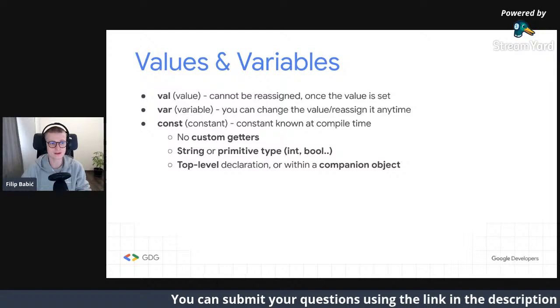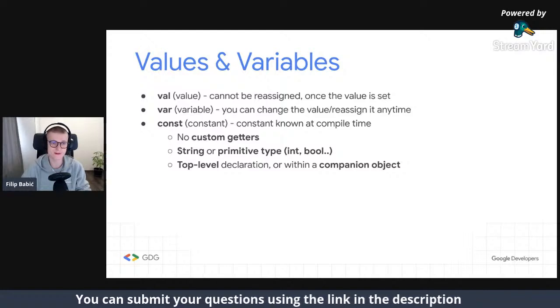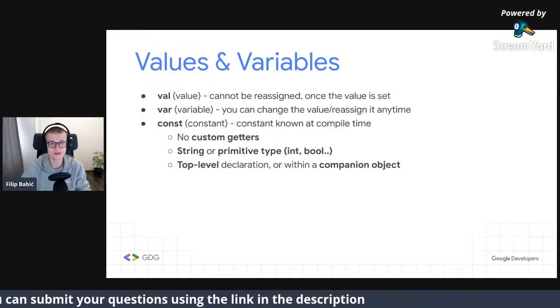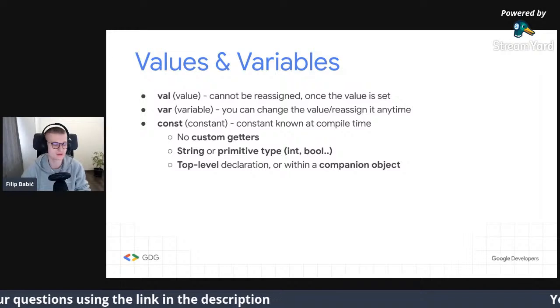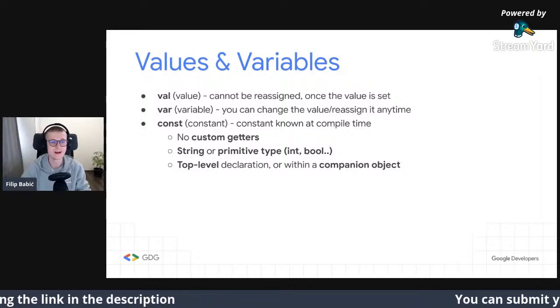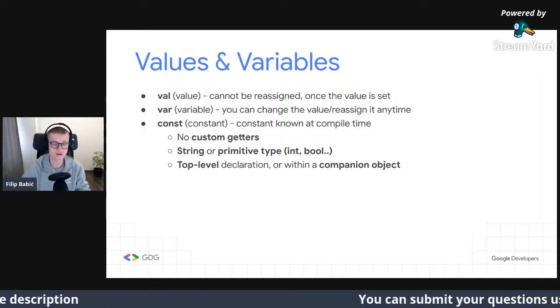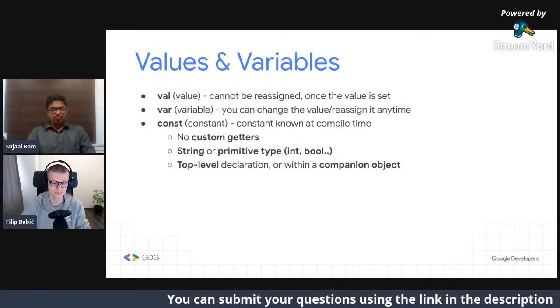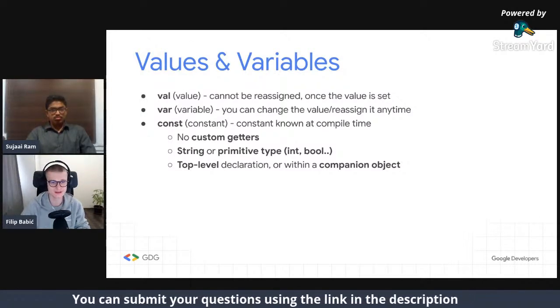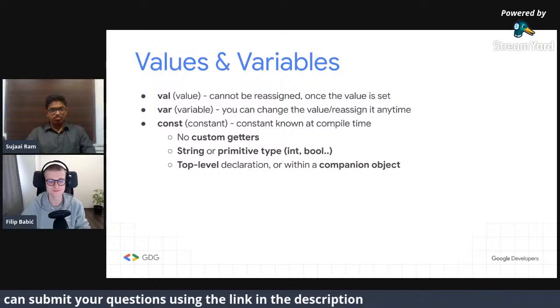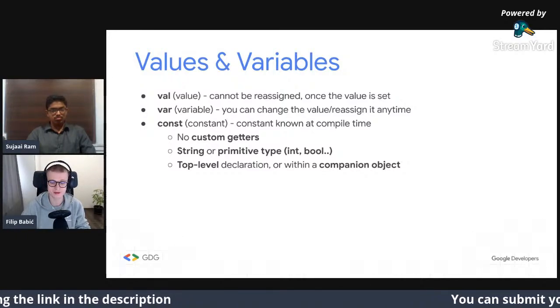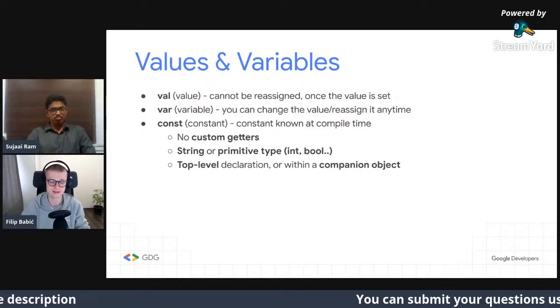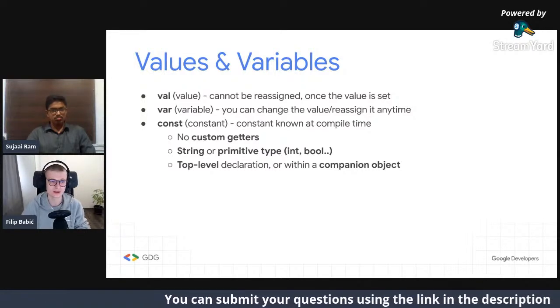You have vars or variables, which you can change the value of. You can reassign it at any time. So this is like your traditional variable. And finally, you have const or constants, which is basically a value that is known at compile time. You can't create any custom getters for it. You usually can use just strings or primitive types, because those things can be compiled easily, as opposed to some of the dynamic structures such as lists or arrays.